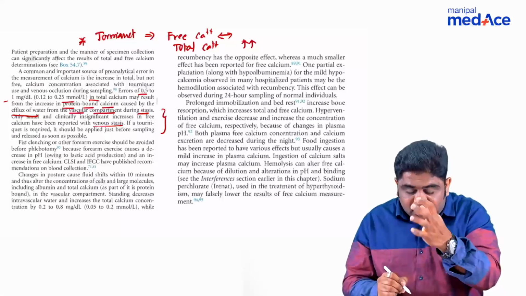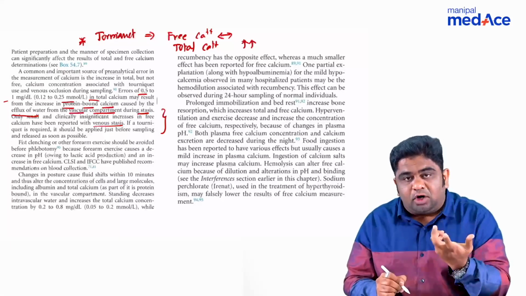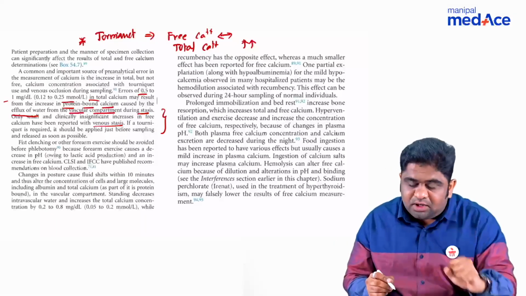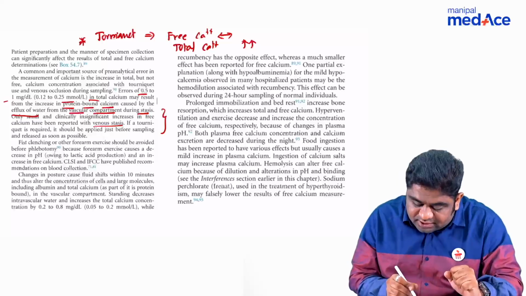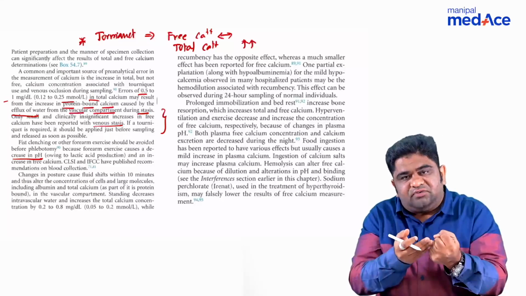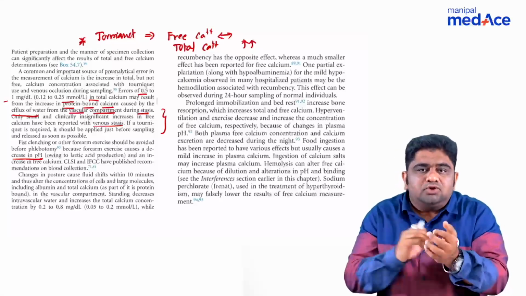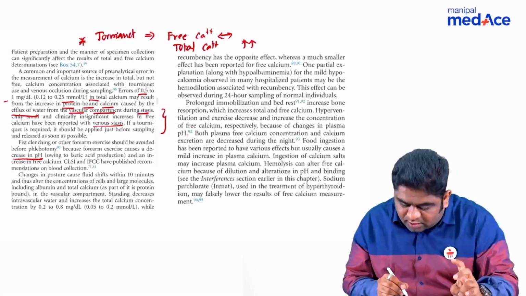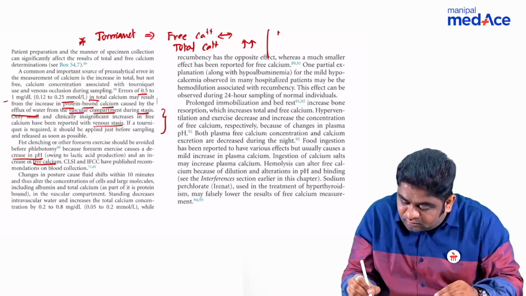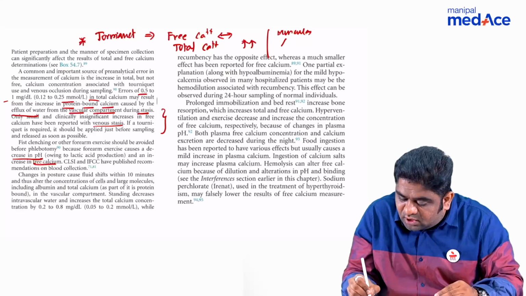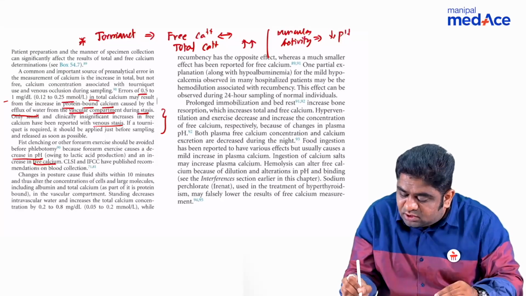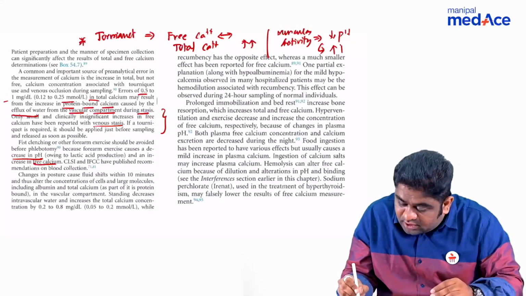Fist clenching or other forearm exercises should be avoided before phlebotomy. Phlebotomy means putting the needle in and drawing blood. So fist clenching or other forearm exercises should not be done. Why? Because forearm exercise causes a decrease in pH. When you keep doing this, there is a sudden burst of physical activity, because of which lactic acid accumulation can happen, so the local pH value will fall. And when that happens, free calcium increases. So muscular activity or clenching can lead to a fall in pH, which will lead to an increase in free calcium.